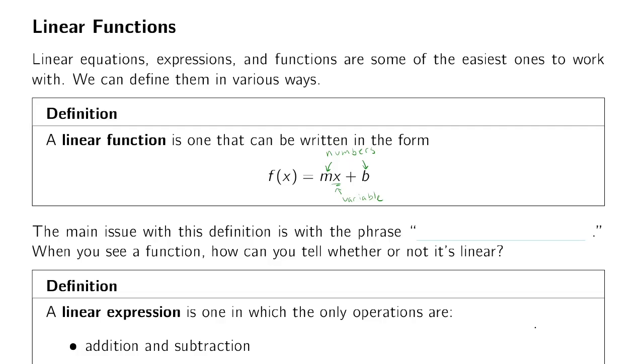And this is a good definition, except that it has this phrase, "can be written." What that means is, after we do all of our simplifying, we end up with an expression in the form mx plus b for our function. But that means that we can't just look at a function however it's presented and decide right away whether or not it's linear. We have to do all of our simplifying first. So we're going to present a different definition that lets us just look at something and see whether or not it's linear.